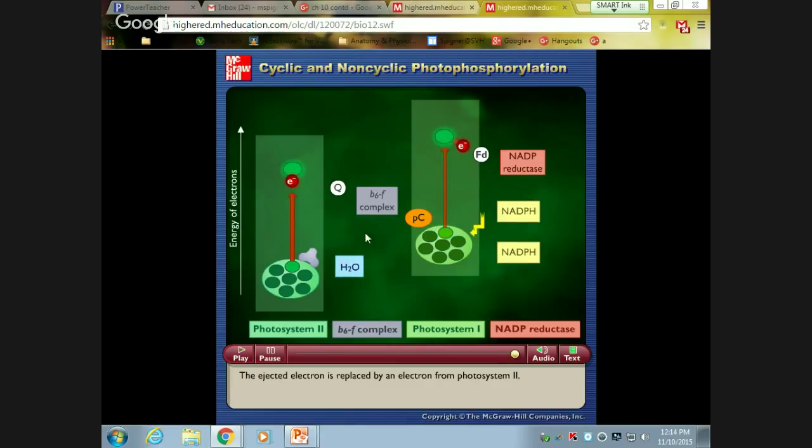All right. They didn't show the ATP part in the middle, did they? Right.